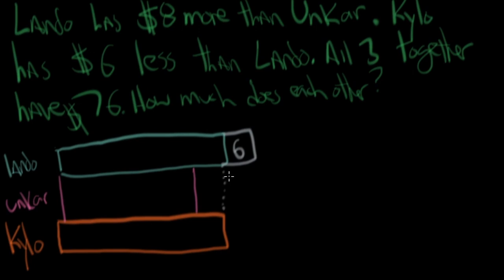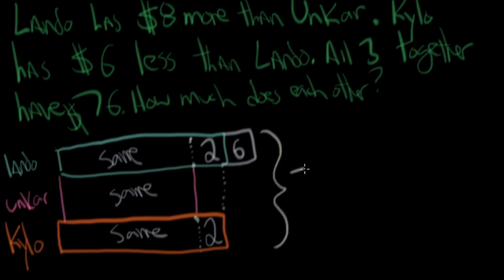And we know Lando has 8 more than Unkar. Does that make sense? Look at this bar now. If I put 8 there, does that make sense? No, it doesn't. What needs to be there? 2. Yes, it does, doesn't it? Because now this is $8 more than Unkar. And I'm just going to keep drawing these little dotted lines to show you something. Now we know that this little piece here is worth $2. Ooh, that's pretty neat. And that these 3 pieces are all the same. And we know that all together we have $76.